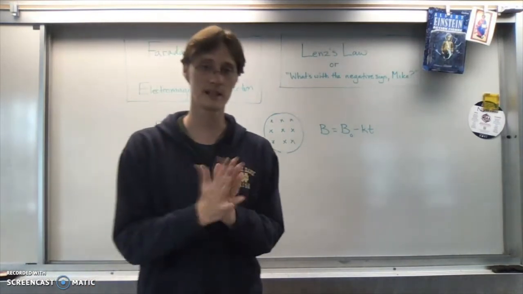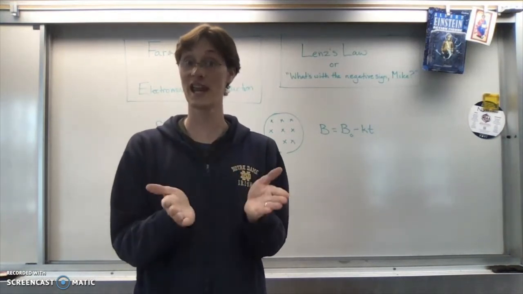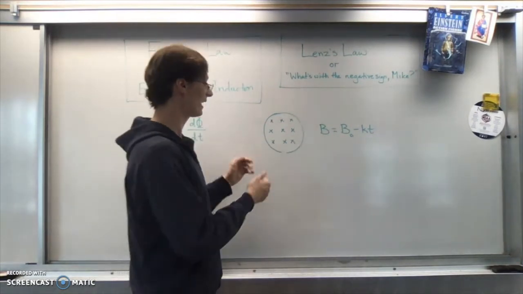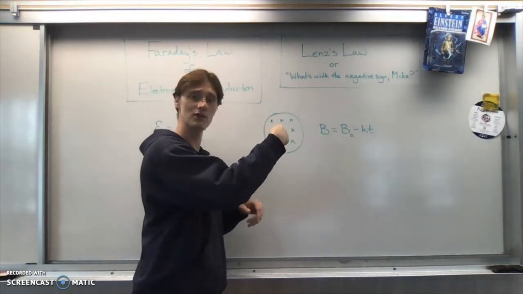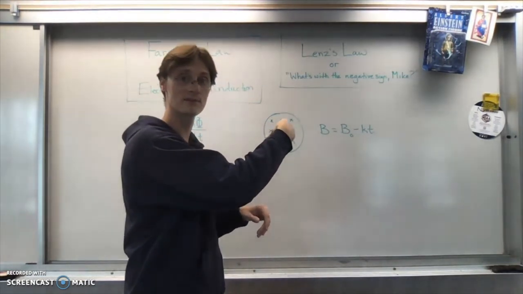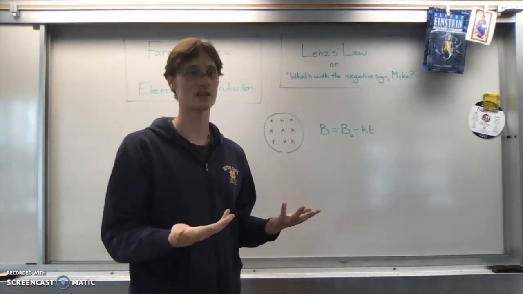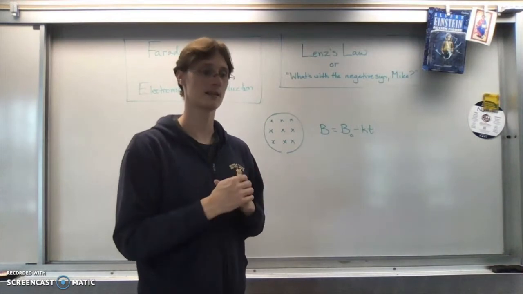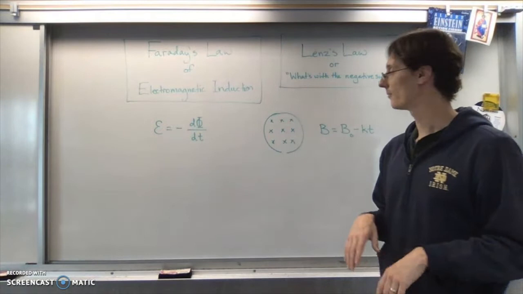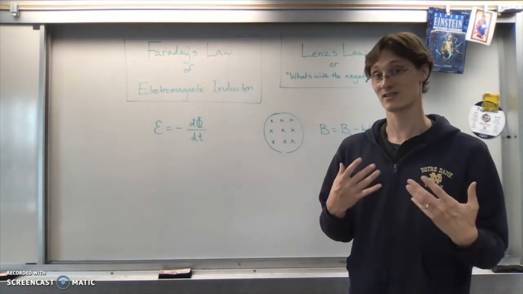All right, remember the goal here, the goal of the system is to oppose whatever the change is, which is happening to the system. So if we have a magnetic field which is into the page, but decreasing in magnitude, that means that the flux in the into the page direction is decreasing. Therefore, the system will attempt to oppose that change by having a current that makes a field in that same direction.